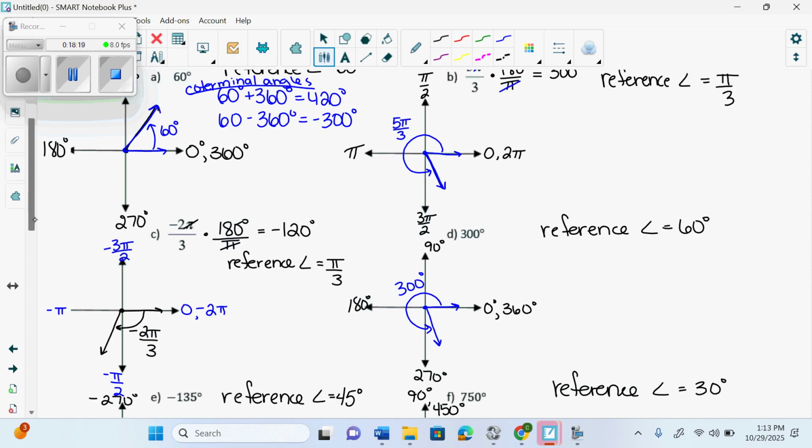Okay, I'm going to go down to this one. Negative 2 pi over 3. I could add 2 pi, which is negative 2 pi over 3 plus 6 pi over 3, which is 4 pi over 3. Or I could go negative 2 pi over 3 minus 2 pi, which is negative 2 pi over 3 minus 6 pi over 3, which is negative 8 pi over 3.